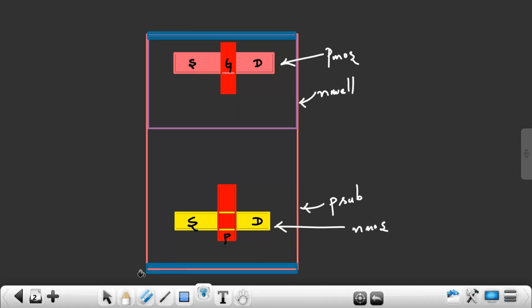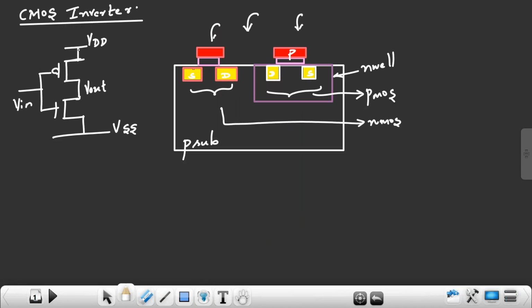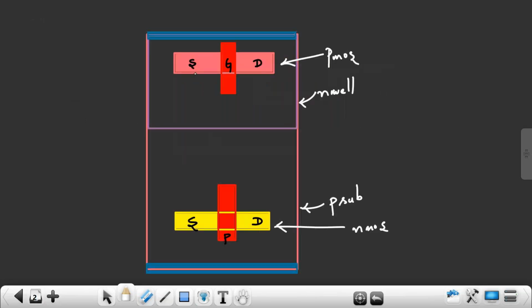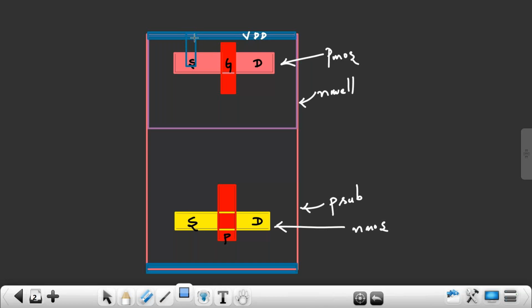Now this source of your PMOS is connecting to what? VDD. So you make that connection. Blue color is your VDD. This blue color is a metal layer. This metal layer is connecting to a diffusion. This pink color is P diffusion. This is the P plus region.